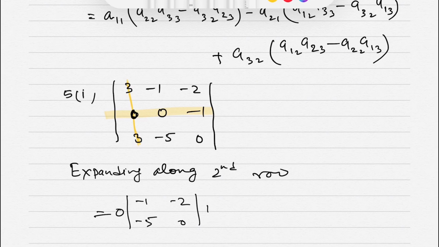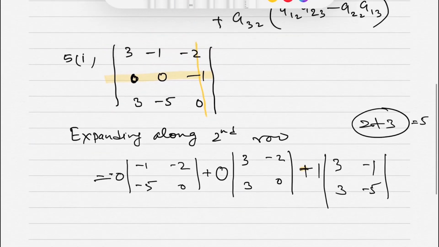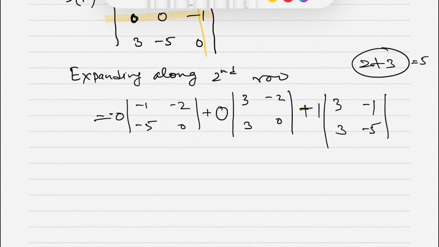We will get 0 into minus 1 minus 5 minus 2 0. This sign will be negative because we are in the second row and first column. Next element will be positive because this is the second row and the second column, 2 plus 2 is 4, so 0 will be multiplied by 3, 3, minus 2, 0, and the last one is minus 1. Second row third column, 3 plus 2 is 5, an odd number, so this should be negative, so negative of negative is positive. 1 into 3, 3, minus 1, minus 5. This will be the expansion of this determinant along the second row.